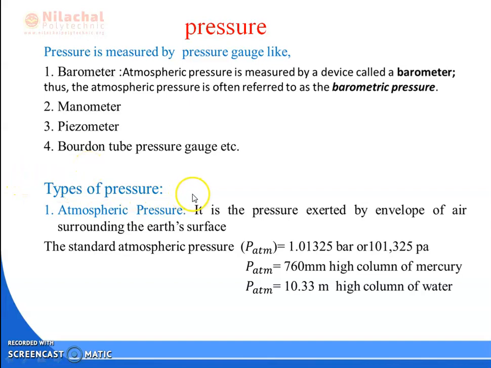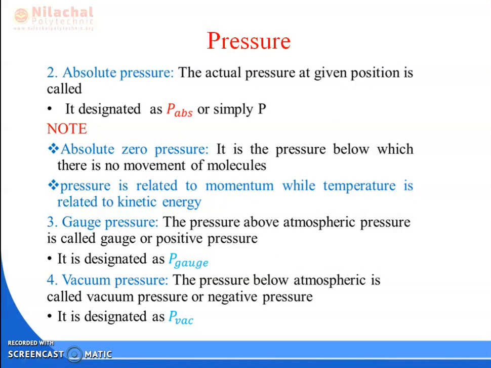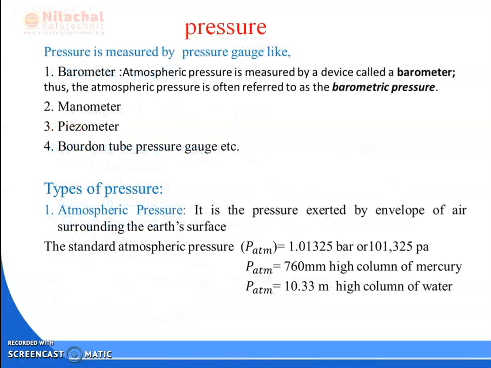Next, we will go through the types of pressure and the relation between them. What are the types of pressure? Atmospheric pressure, absolute pressure, gauge pressure and vacuum pressure. First, what is atmospheric pressure? The pressure exerted by the envelope of air surrounding the earth's surface is known as atmospheric pressure. The standard atmospheric pressure we write as P ATM, where P stands for pressure and ATM for atmospheric. P ATM is equal to 1.01325 bar or 101,325 Pascal.